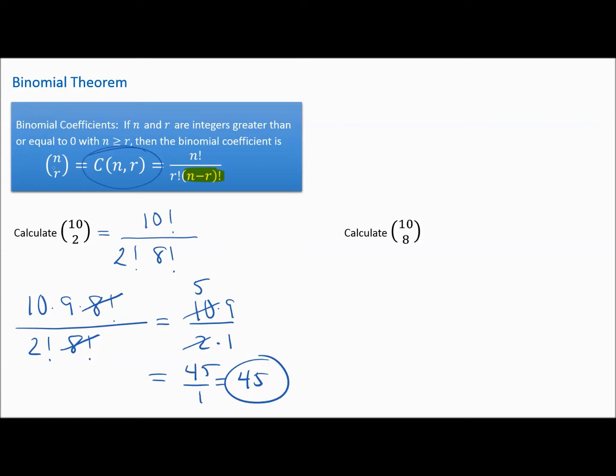Now, look, I wanted to show you something. This is 10 choose 2, okay? This is 10 choose 8. They're similar. You're going to see how very similar they are in just a second. So, in a different color, let's do 10 choose 8. Remember, the rule is the top number goes in the numerator, the bottom number goes in the denominator, and then you subtract the 2 in the denominator.